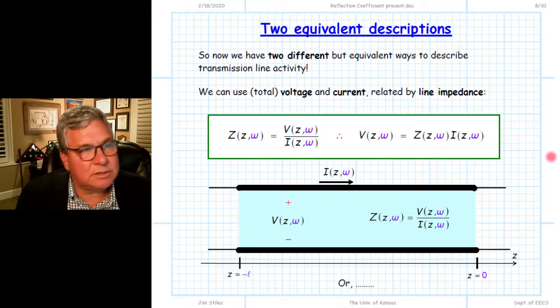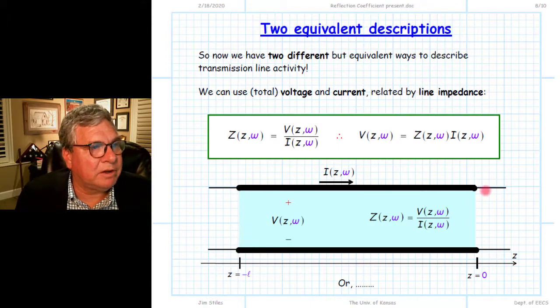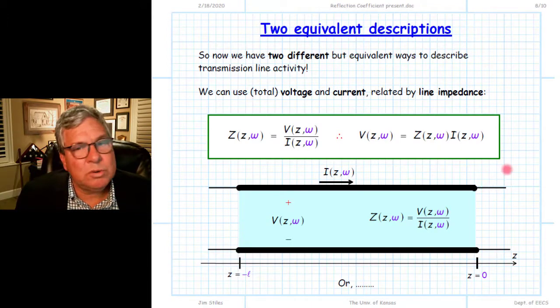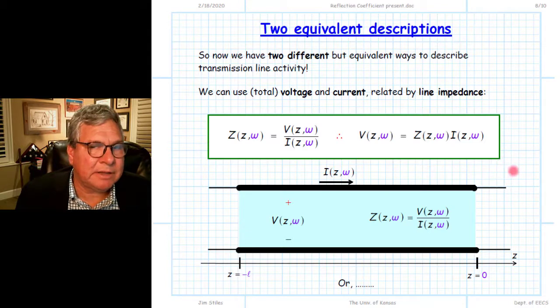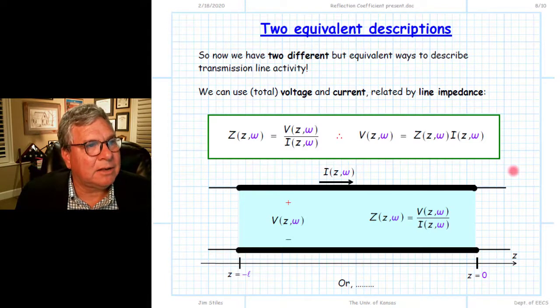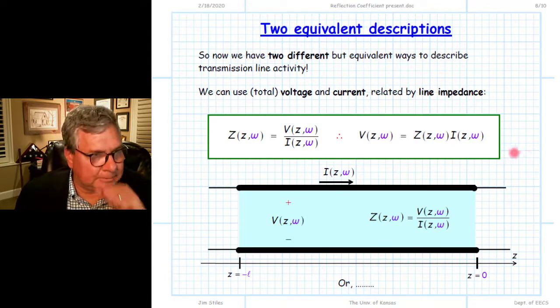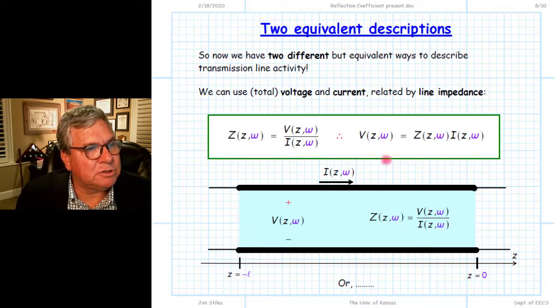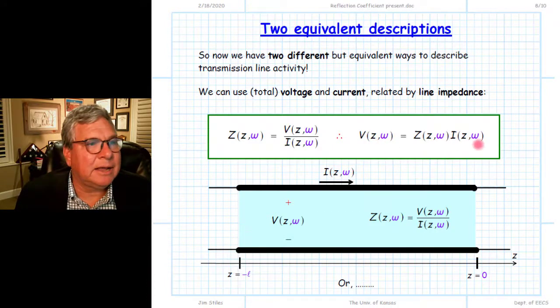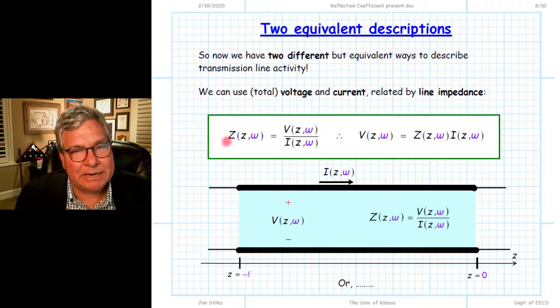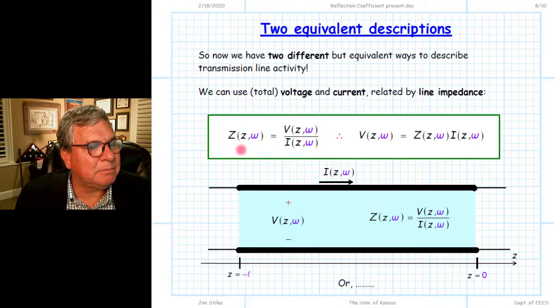All right, so just to summarize and go back over what we've done, there are two equivalent ways of describing the activity on a transmission line. The first I call the circuits viewpoint, and that involves the fundamental functions of total voltage and total current and their ratio, which is the line impedance function. Once again, line impedance is not characteristic impedance. All right, and this is far different in many ways from the characteristic impedance.